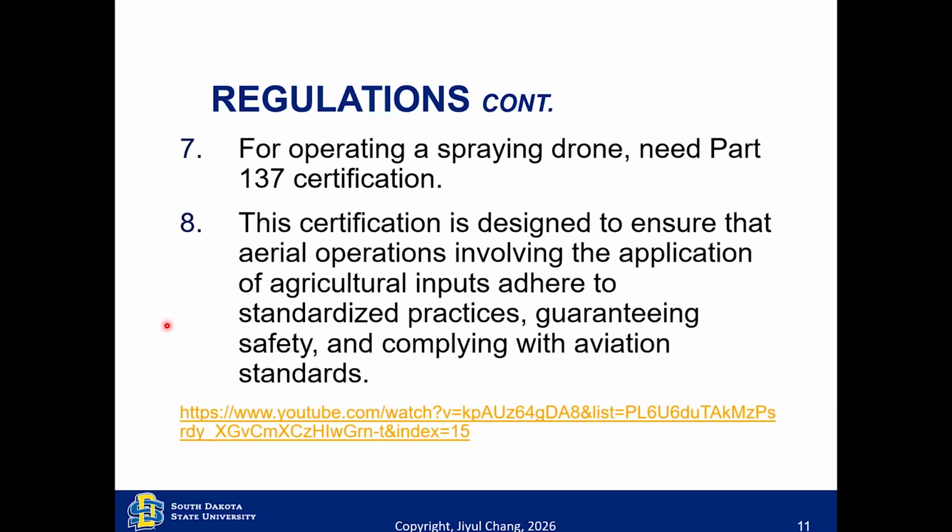And the next one is about spray drones only. If we want to use a drone to spray chemicals, like fertilizer and pesticide, you have to have a Part 137 certificate. Basically, this certificate is designed to ensure that aerial operations involving the application of agricultural inputs, like chemicals, are done safely. If we want more information about Part 137, then please go to this link.